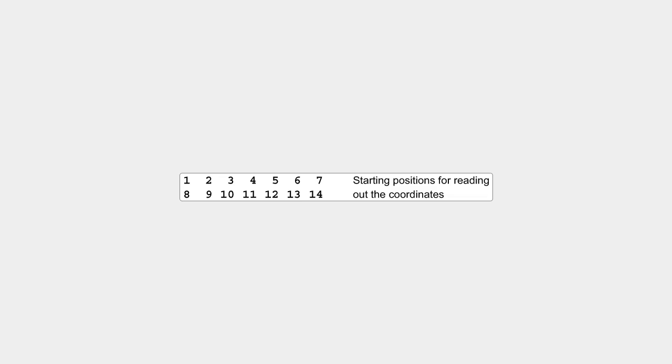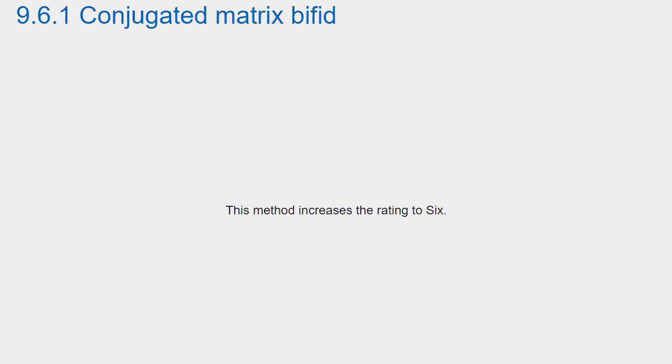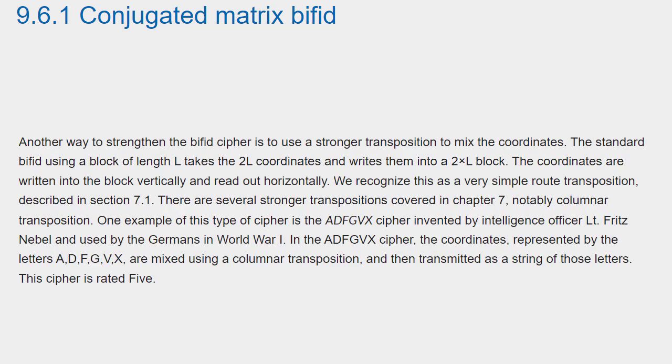If the block length is L, each number in the key may be anywhere from 1 to 2L. A number from 1 to L would indicate a starting position on the top row of coordinates, while a number from L plus 1 to 2L would indicate a starting position on the bottom row, like this. The coordinates would be taken out in pairs reading from left to right. Here is the order for reading out the coordinates using the numeric key 4, 9. The starting positions 4 and 9 are shaded. This method increases the rating to 6.